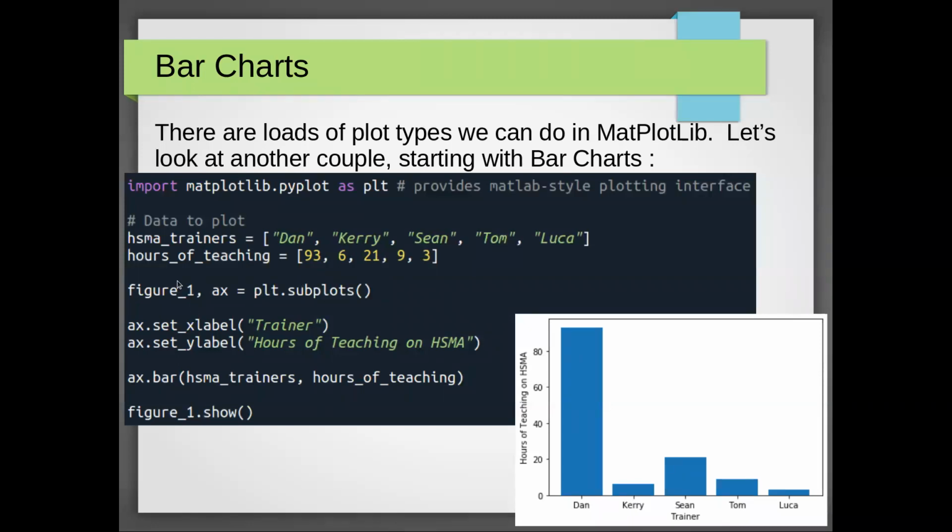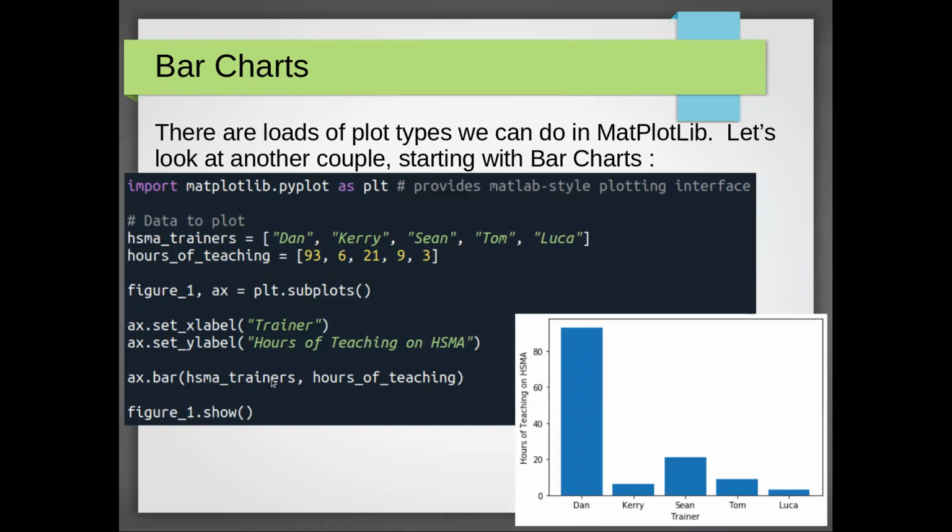I set up my figure and axes objects in exactly the same way as before using plt.subplots. I set my X and Y label in exactly the same way as before. So my X label I'm going to have saying trainer, my Y label, hours of teaching on HSMA. And then the only difference is that instead of saying ax.plot, which will generate a line plot, I use ax.bar, which will generate a bar chart.